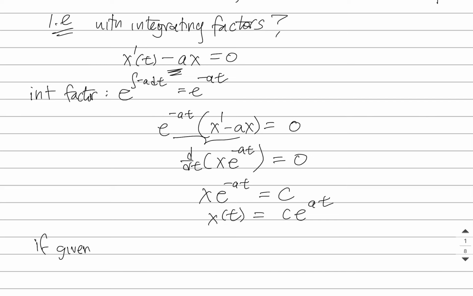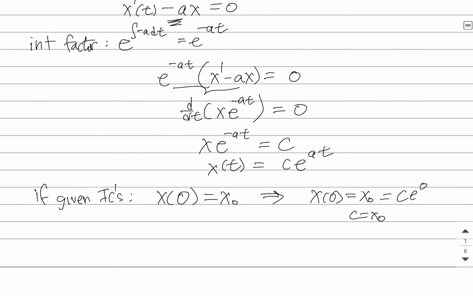Now if we're given initial conditions, so let's say x of t naught is some constant, or let's even simplify things and set it equal to 0. We can always redefine time. Then x of 0 is x naught, just a scalar here, and that would just be c, because we'll have an e to the 0. So c would be x naught, and voila, we'd get our function. It would just be x naught e to the at.